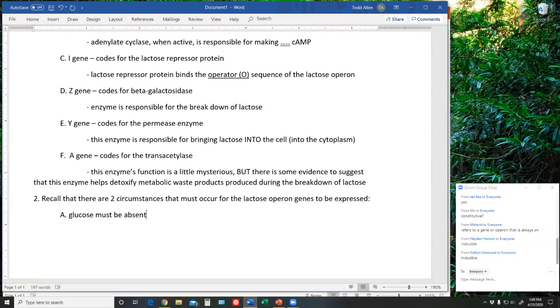So glucose must be absent, otherwise the lac operon genes stay turned off, and it's important you understand the logic of this. This is an and. These two things have to happen together. It's not an or. So glucose must be absent and lactose must be present.